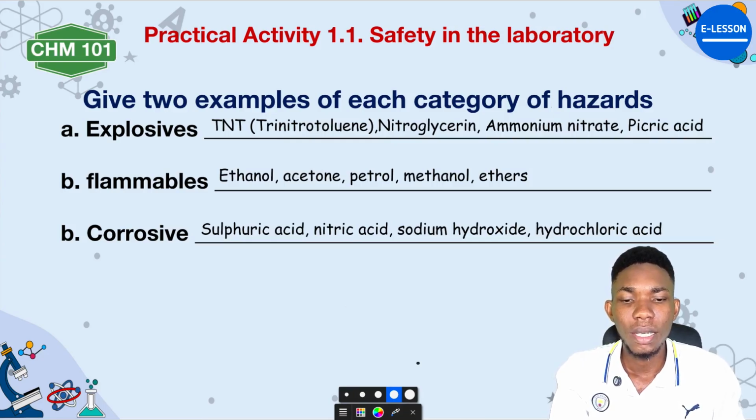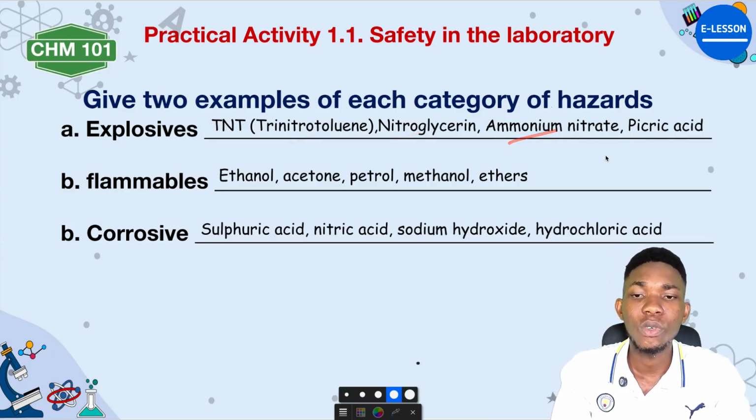You can see the trinitrotoluene has a nitro group in it. Nitroglycerin, nitro group. Ammonium has nitrogen inside of it. All these are examples of explosives. And you are to write just two, so you can pick any from these and write it in your manual.